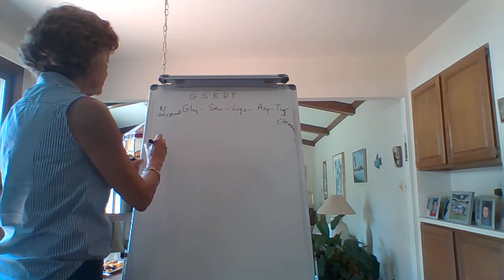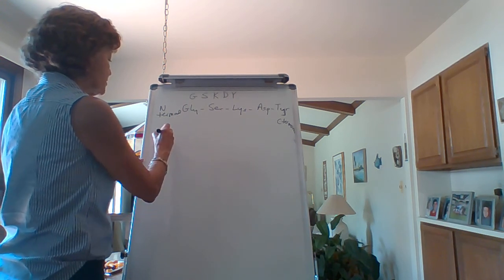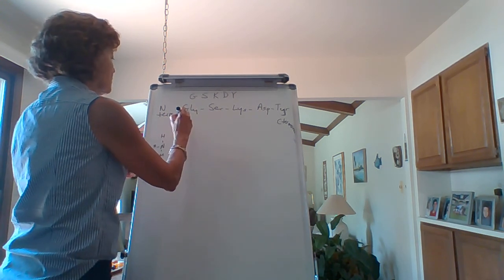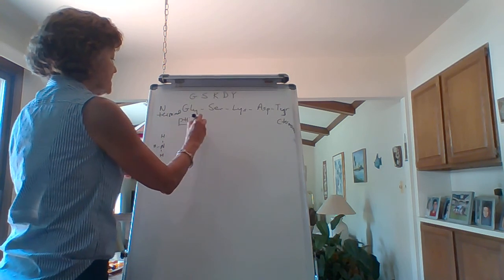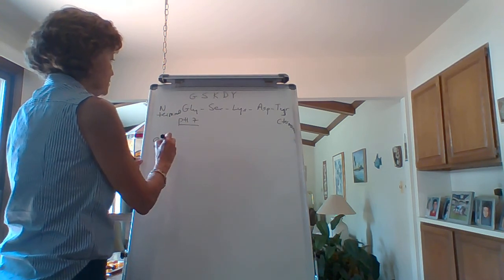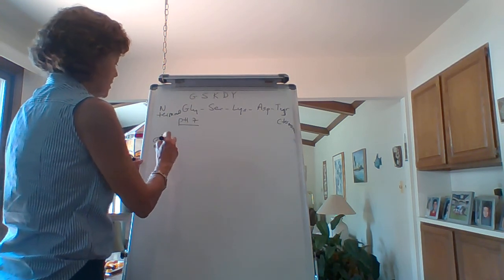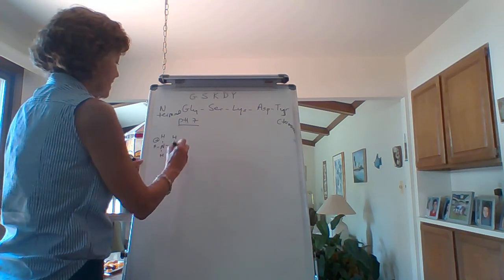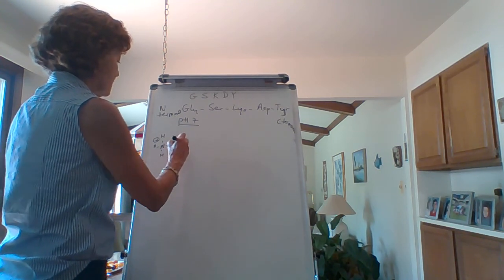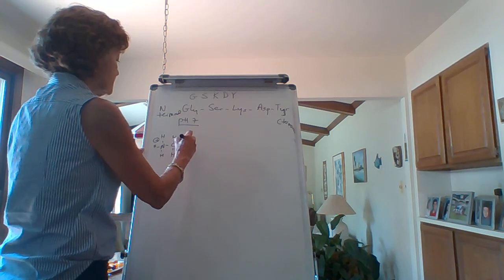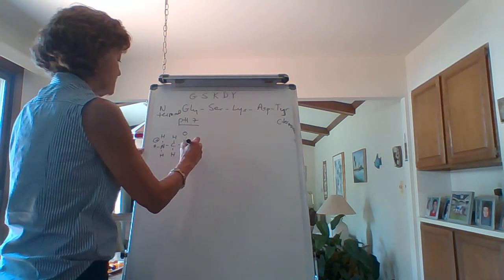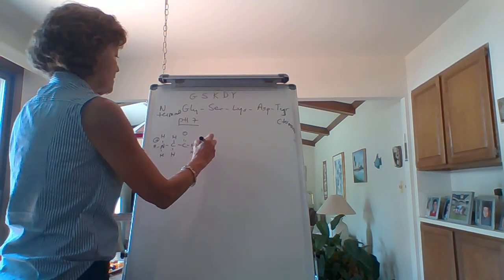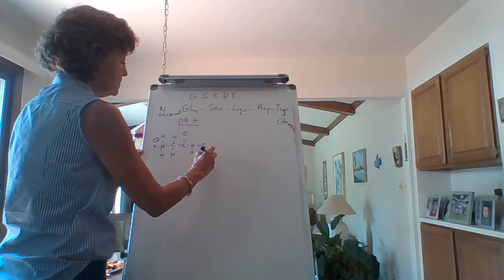The N-terminal, now I'm going to draw them with charges. So we're just going to imagine that we're at a pH of 7 here. So at a pH of 7, remember all the amine groups are protonated. They're ammonium ions. All right, now we're going to do serine.